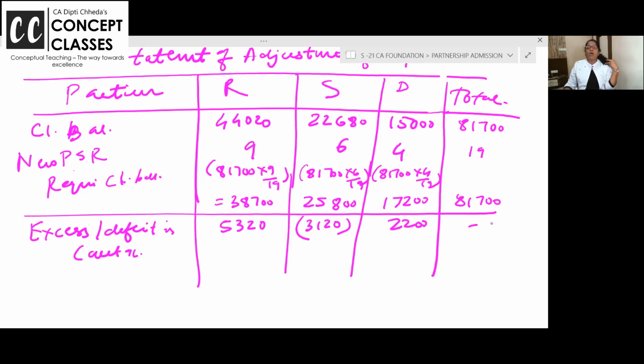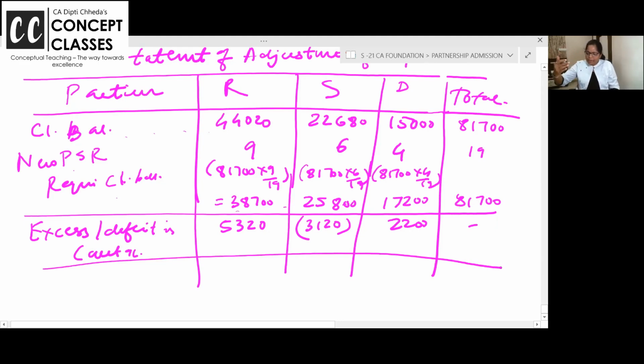Please compare both the problems at home. There I adjusted taking these capitals, so the total capital will change. Here your total capital is intact, but I want your closing balances in the PSR. Can you make your closing balances in the PSR? Yes. The difference you adjust in the current account. Now these figures we have to copy.